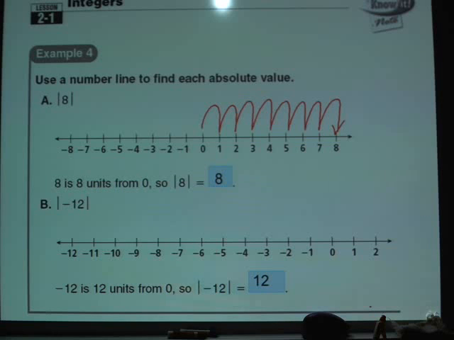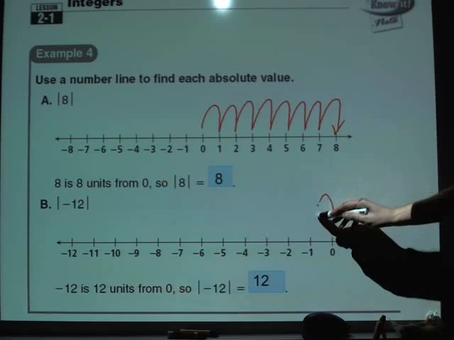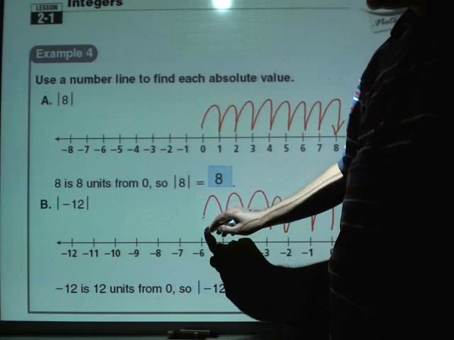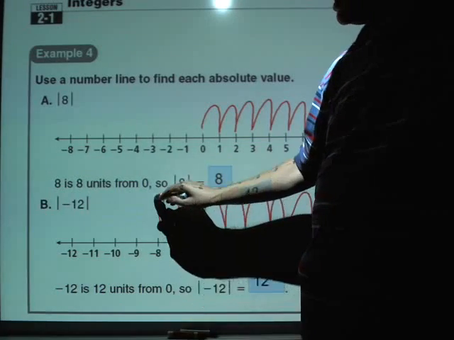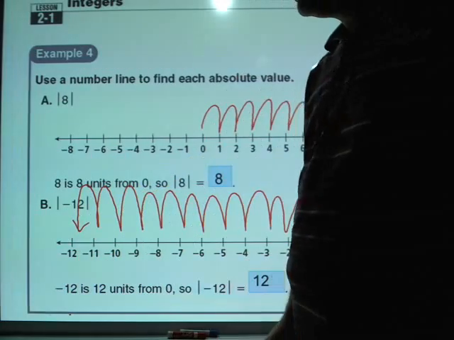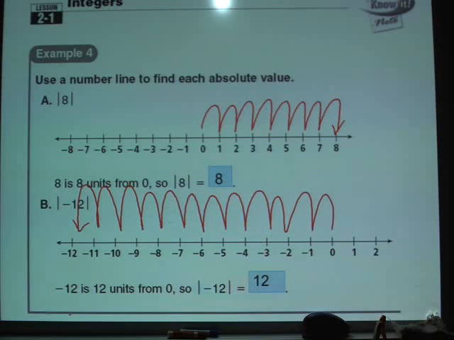Now we'll do the same thing with the B question, which is the absolute value of negative 12. So I'm going to count how many jumps it takes me to get from 0 to negative 12 on my number line. And as I count this one off, I see it's 1, 2, 3, 4, 5, 6, 7, 8, 9, 10, 11, 12 jumps to the left to get to negative 12. So the absolute value of negative 12 is 12.